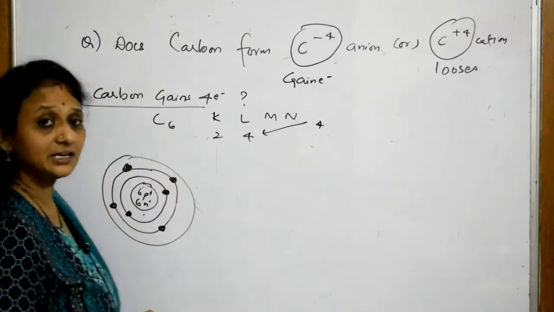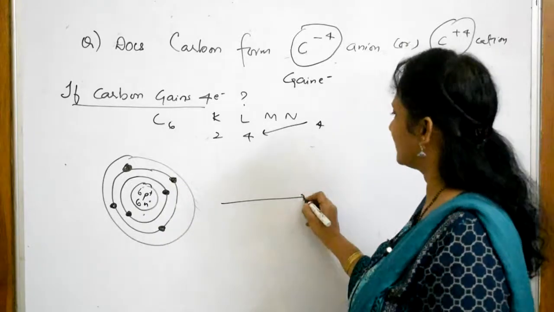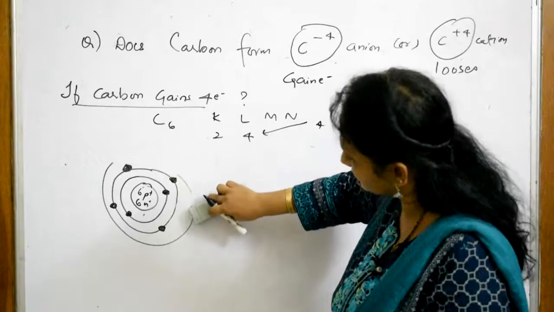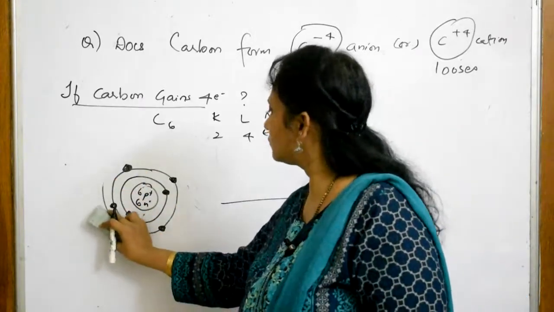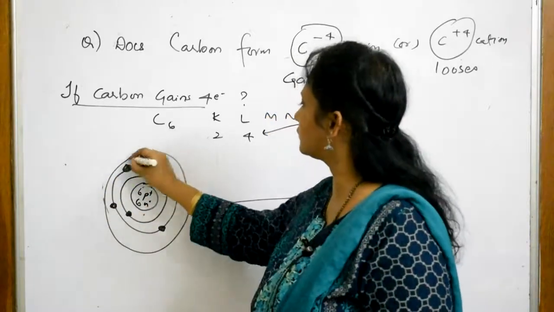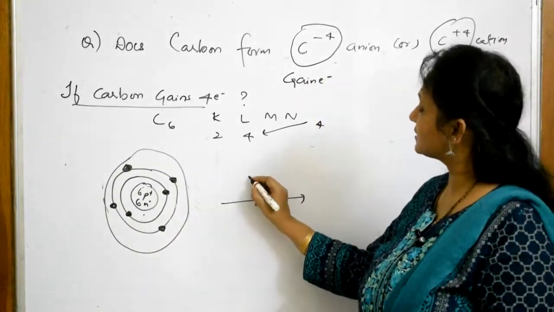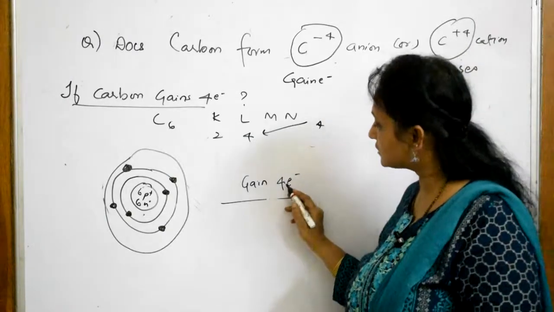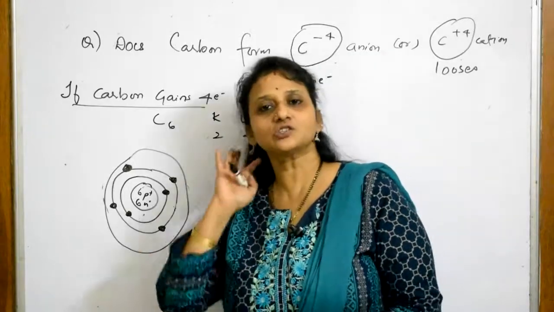Now what did they say? They said it has gained 4 electrons. Sorry, the circle is not proper, I just did a rough thing. Let me erase it and show you. So here it has gained 4 electrons. Where will these 4 electrons go? They'll go to the outer shell. They will not go inside, because the inside is already stable.